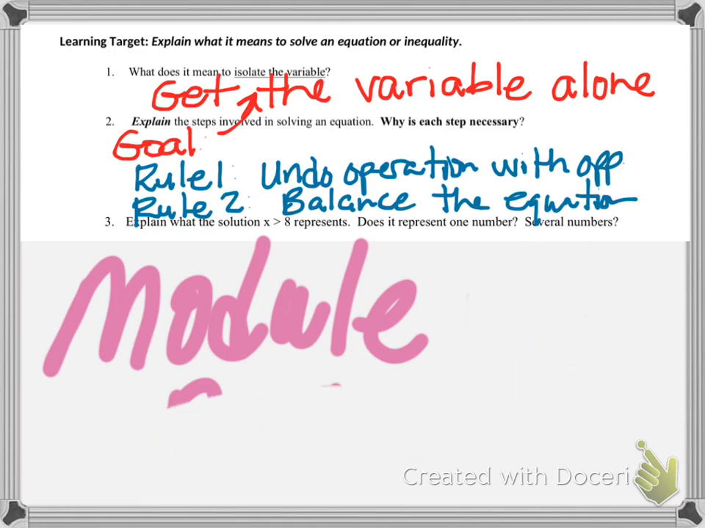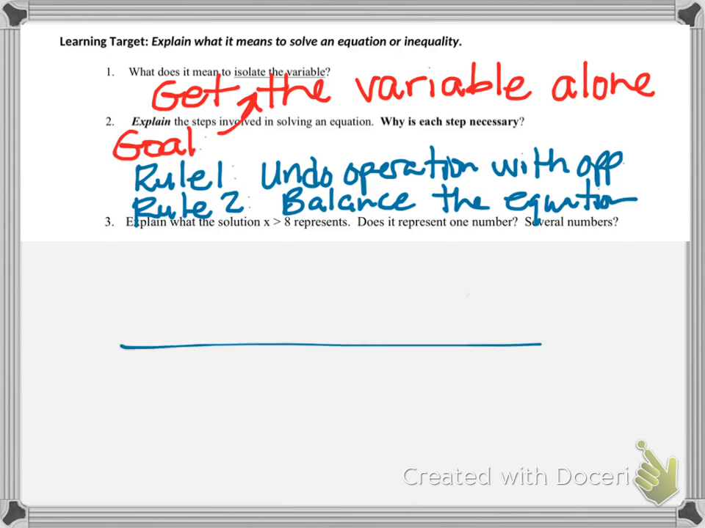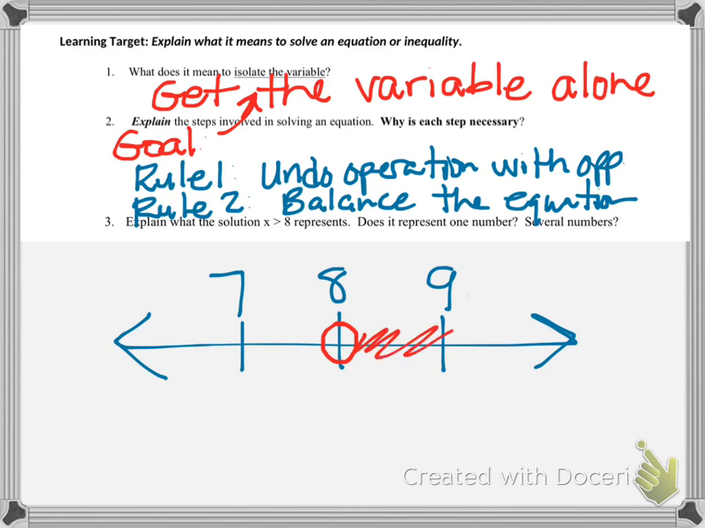Number three, explain what the solution x is greater than 8 represents. Well, that just means that every number bigger than 8 is a solution. So if I graph this, if that's 8, and we had 9 here, and this is a 7, and so forth, then every number bigger than 8 would be a solution, not 8 itself, so we exclude it, but everything to the right side, everything bigger is to the right.